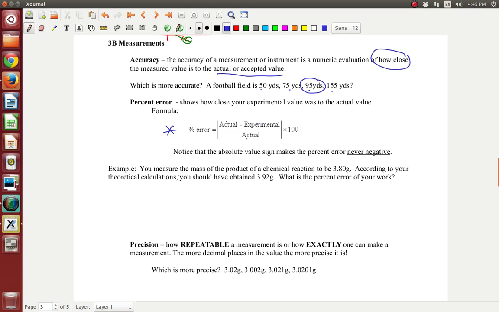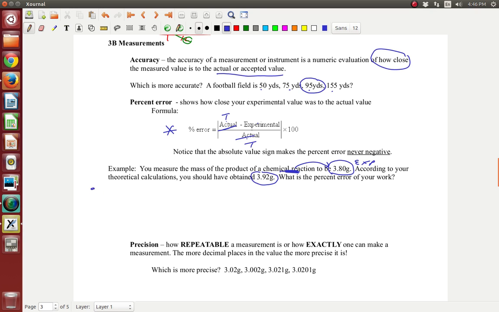Example: you measure the mass of a product of a chemical reaction to be 3.80 grams. According to your theoretical calculations, you should have attained 3.92 grams. So what's the percent error? So here, theoretical is the same thing as the actual. We'd put theoretical here and here. The measured amount of an actual reaction that you did is the experimental value. The theoretical amount is always the amount in the best scenario that you would get.